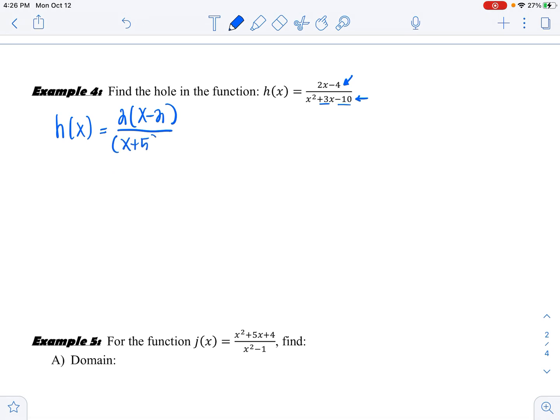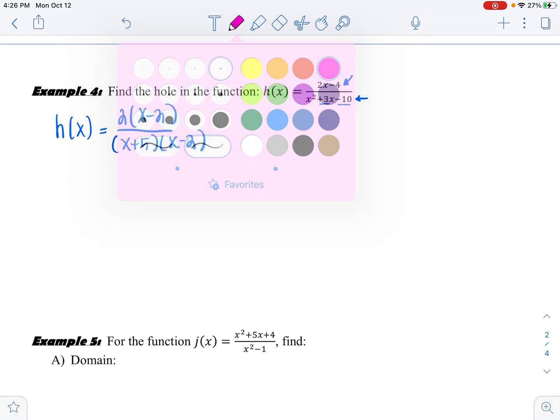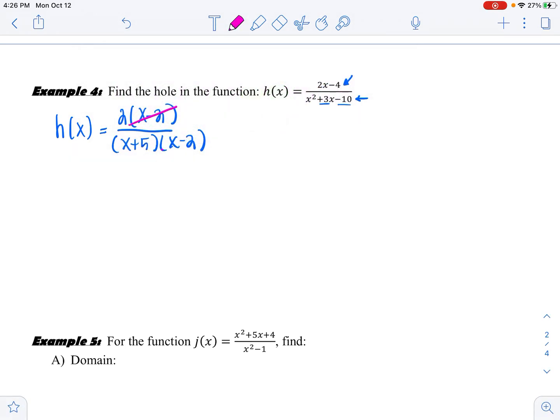So that's x plus 5 times x minus 2. So you can see that there is a hole in this graph, because there's a common factor. So now I'm going to say where the hole is. The x value is 2, because that's where there would have been a vertical asymptote if it didn't cancel out. Now I always want to write the simplified function, which is 2 over x plus 5.